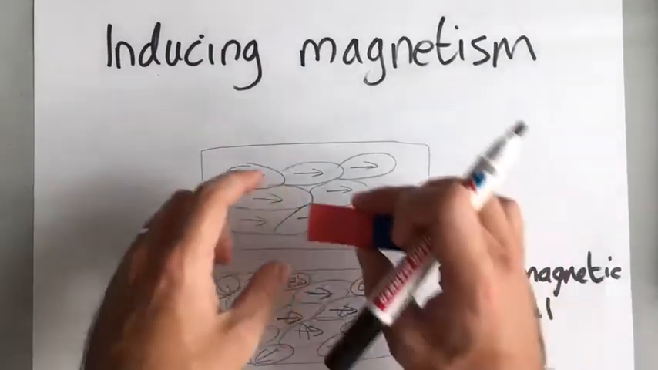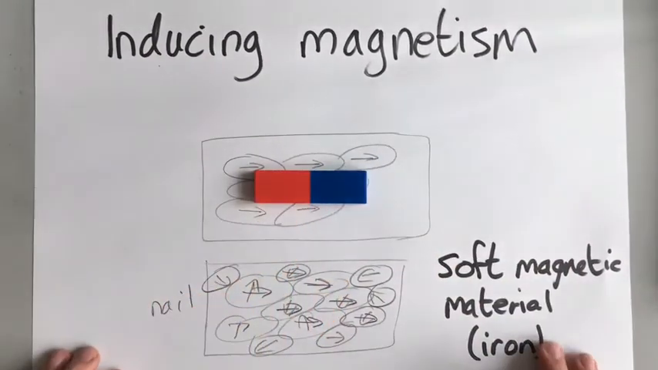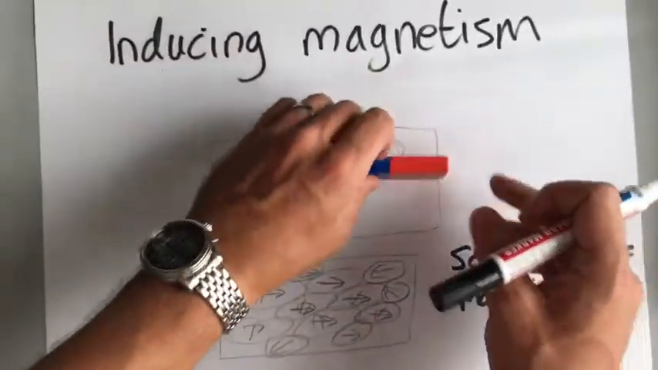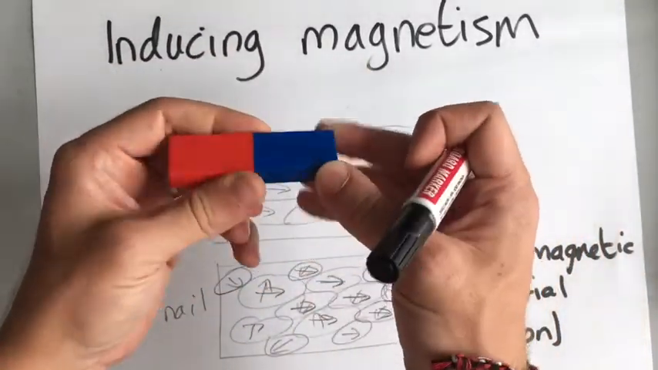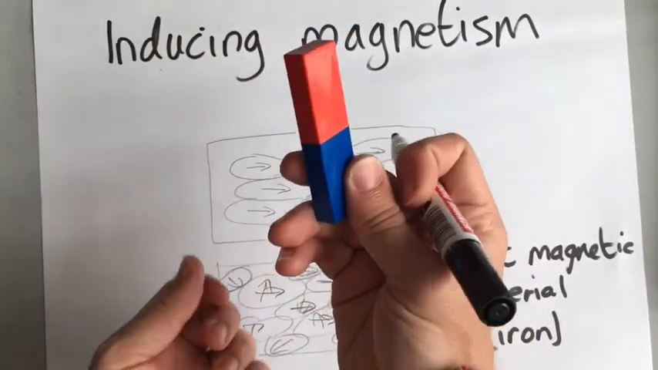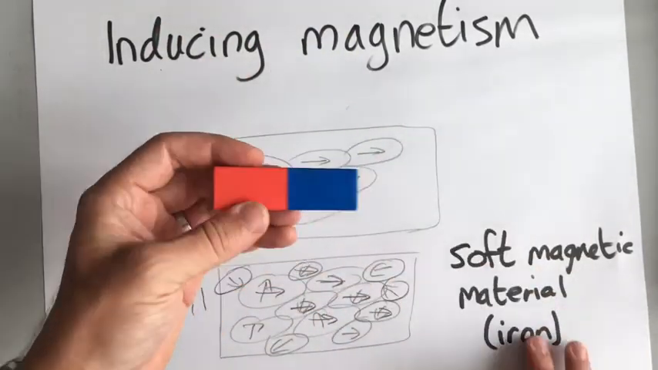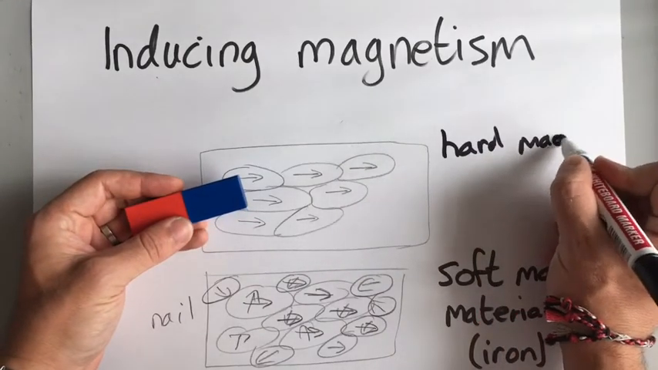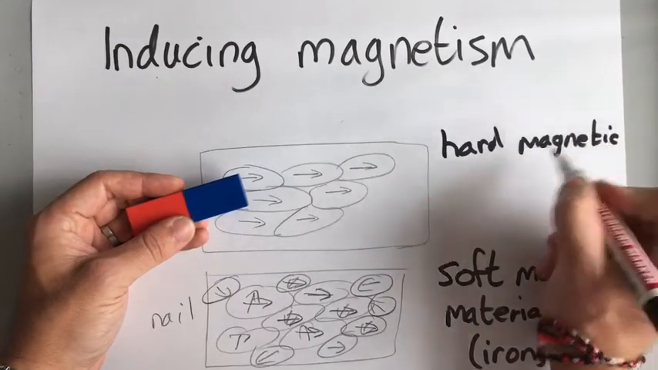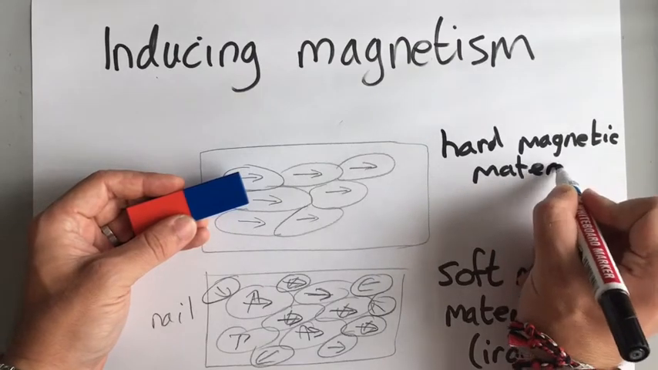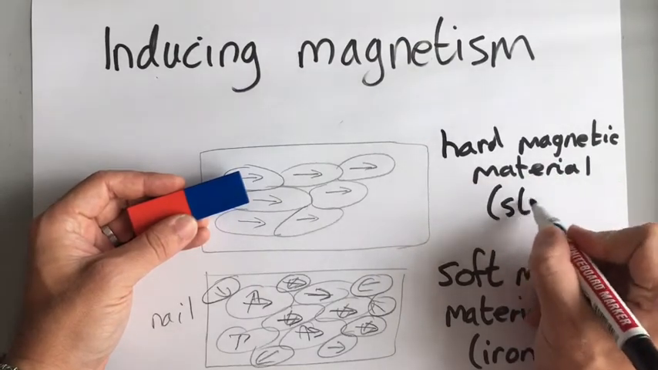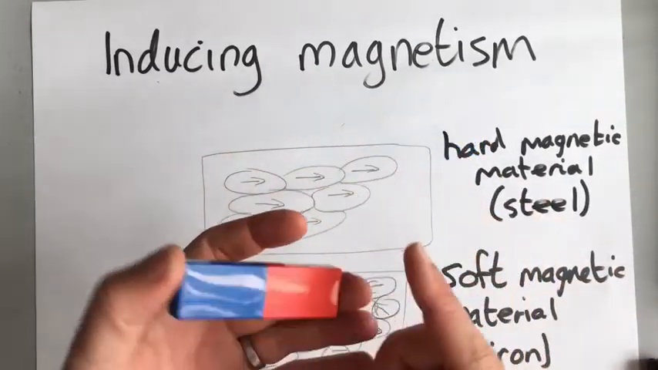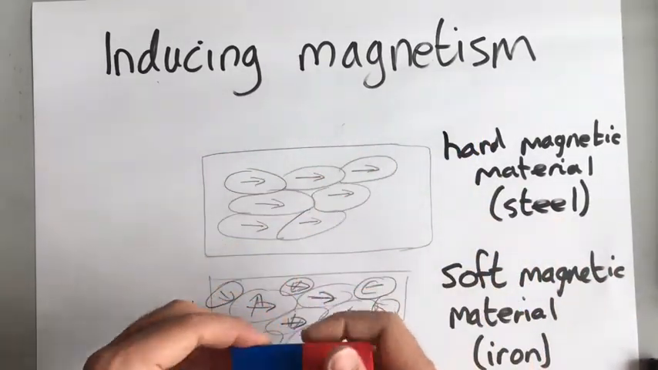Now going back to this one, this is our permanent magnet. When we remove the magnetic field from this one, there's no other magnet around here. We've removed the magnetic field, but this is still a magnet. So this is not a soft magnetic material, this is a hard magnetic material. And steel, which is what this magnet is made from, is a good example of a hard magnetic material.